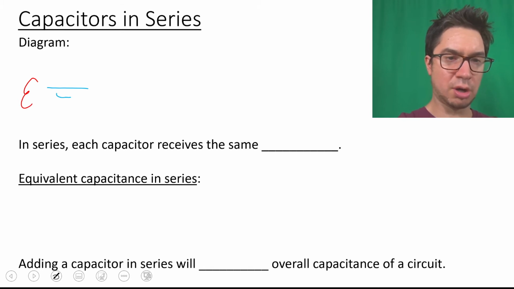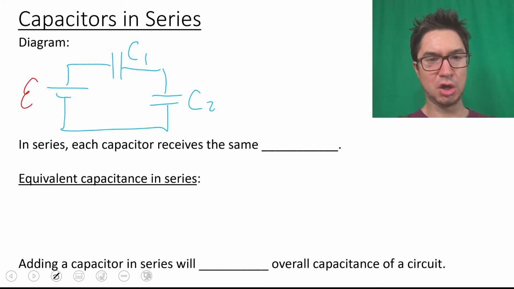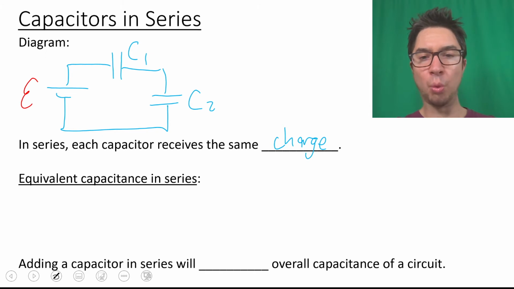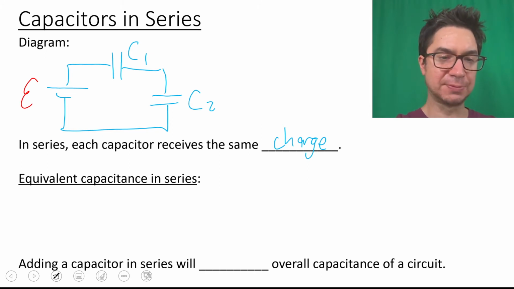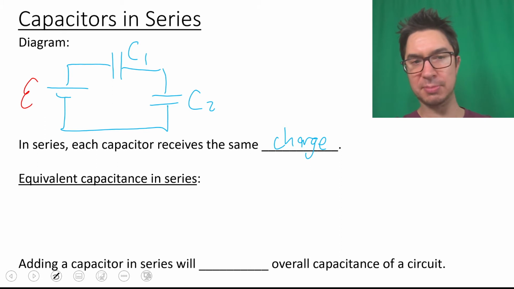And then let's draw our first capacitor, C1, followed by a second capacitor, C2, in series. In series, each capacitor is going to receive the same, not voltage this time, but the same charge. One way to visualize that is to trace what the electrons will be doing in the circuit. So let's take a look at the electrons and see how they're going to behave in the circuit.